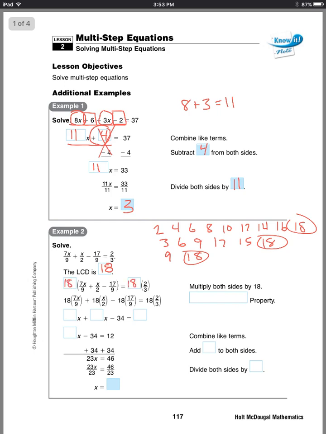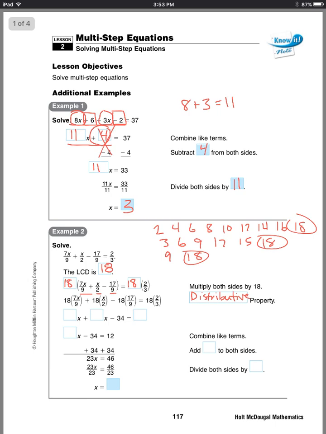And we're going to use the distributive property in order to make this a little bit easier. We multiply each fraction by 18. So we have 18 times 7/9 x plus 18 times x over 2 minus 18 times 17/9 equals 18 times 2 over 3. So all we did in that step was put 18 in front of each one of these fractions.